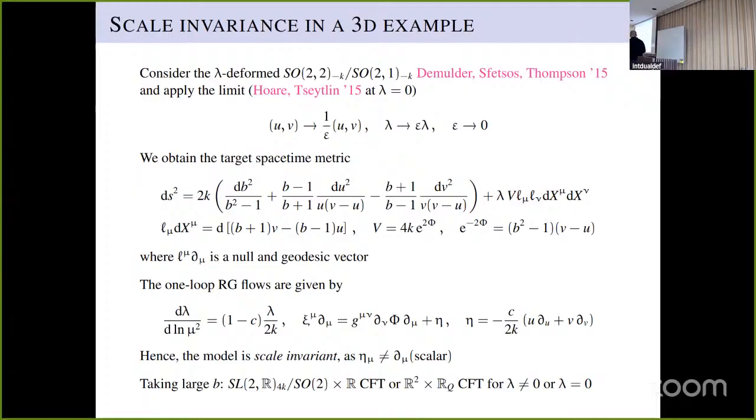The one-loop beta function, this is the crucial point, for this model takes the form 1 minus c. Xi here is the diffeomorphism, plus eta. Eta here is still given by this expression. So at the level of the metric, imagine that lambda equals 0, but if I scale u and v with the same factor, this is a symmetry. It is a symmetry when lambda equals 0. But for lambda different than 0, this ceases to be a symmetry.